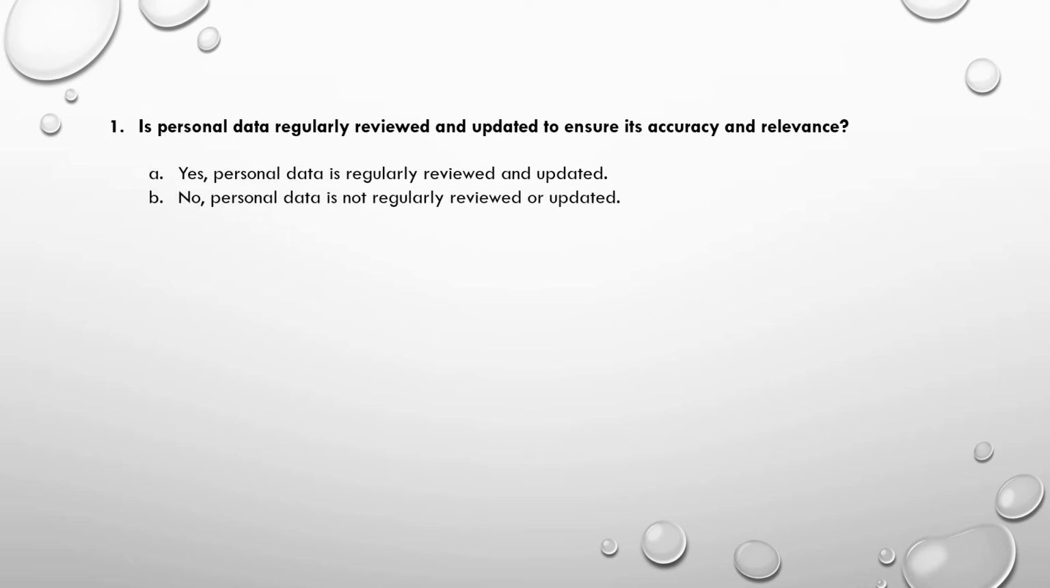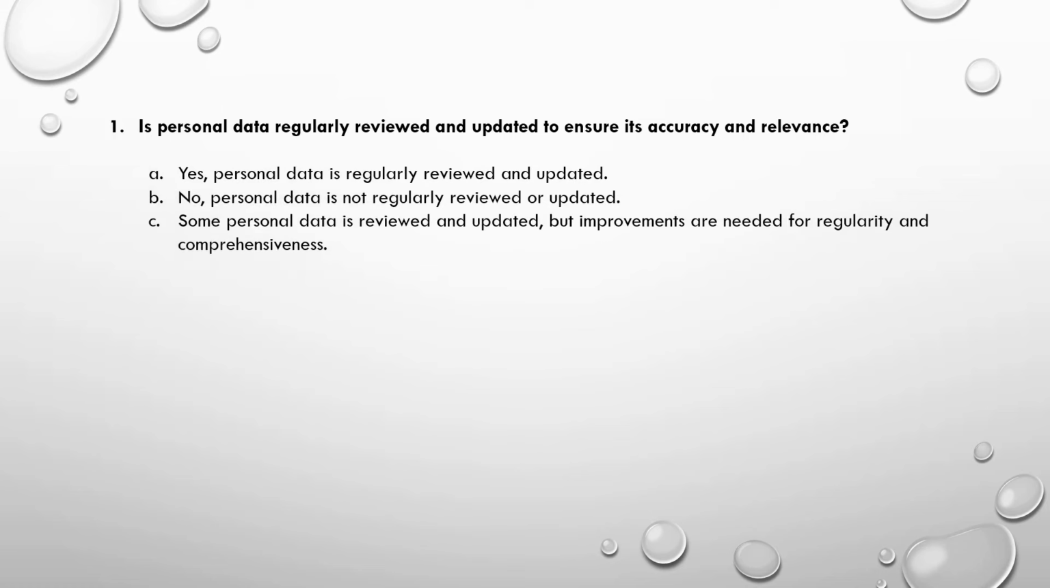Let's see, the options are: A, yes, personal data is regularly reviewed and updated. B, no, personal data is not regularly reviewed or updated. Option C, some personal data is reviewed and updated, but improvements are needed for regularity and comprehensiveness. Option D, regular review and update of personal data accuracy have not been assessed.